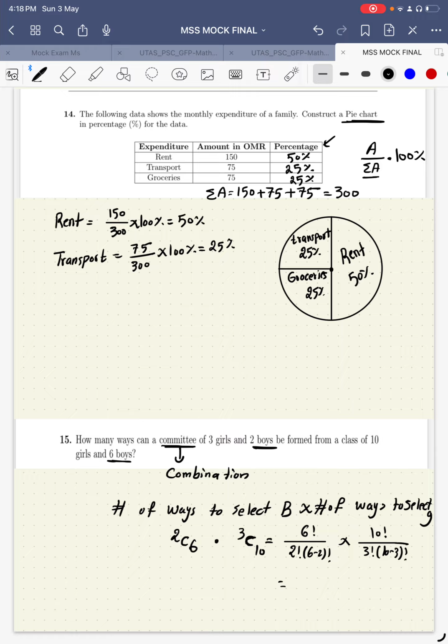And if I use the calculator to get my answer, I'm gonna have 120 times, or sorry, not 120, 15 times 120, which is gonna give me 1,800 ways.